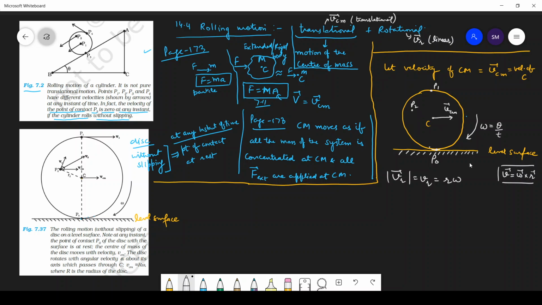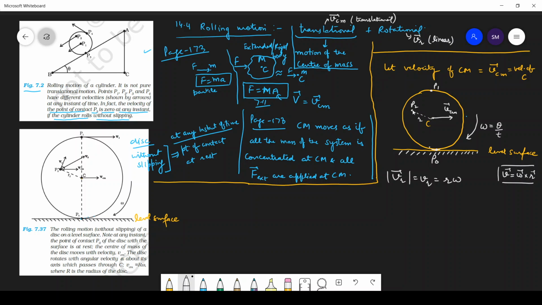So suppose this is the point you are taking, and you want to find VR at this point P2. This will be your distance R from the axis of rotation, and omega is the same for all the points. So R multiplied by omega, you will get VR. VR can be drawn over here.